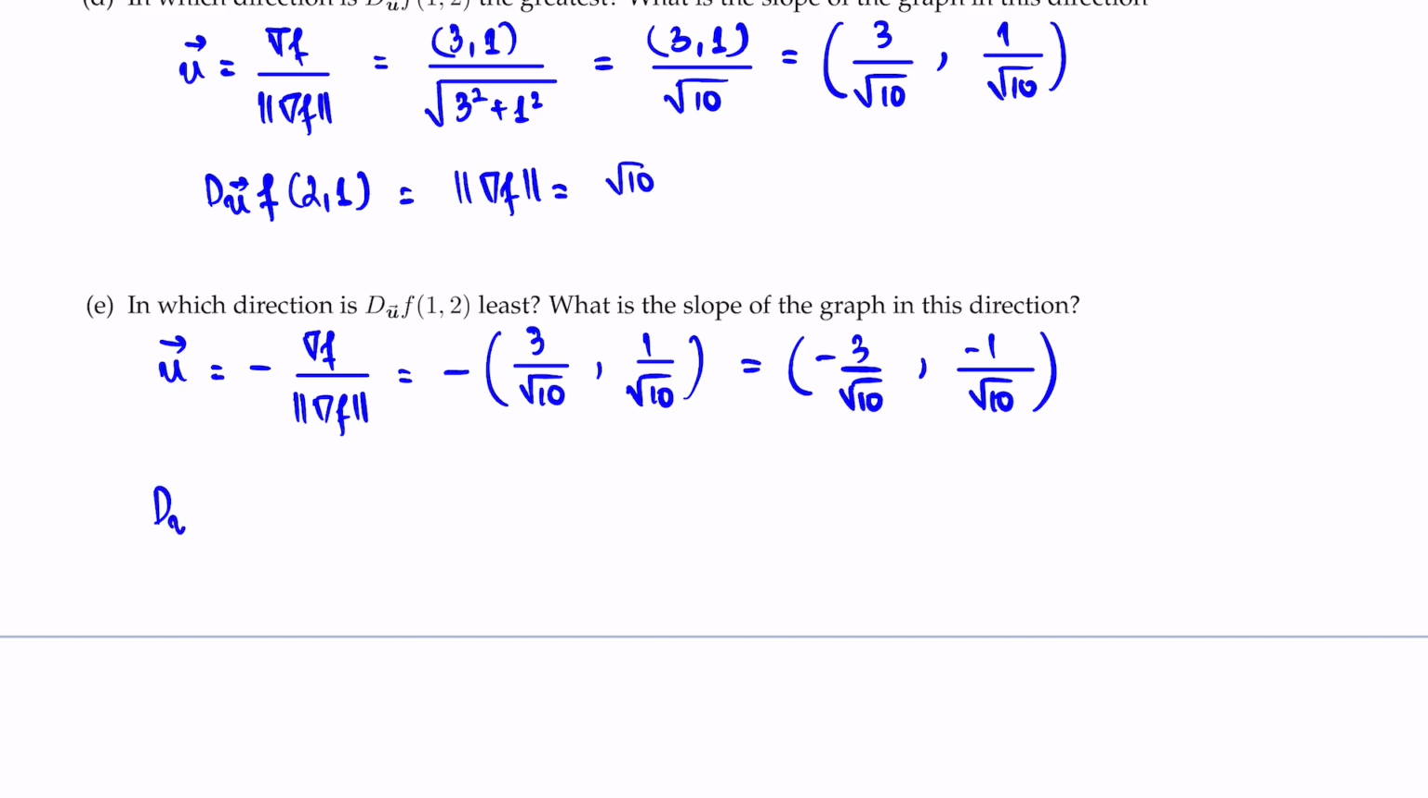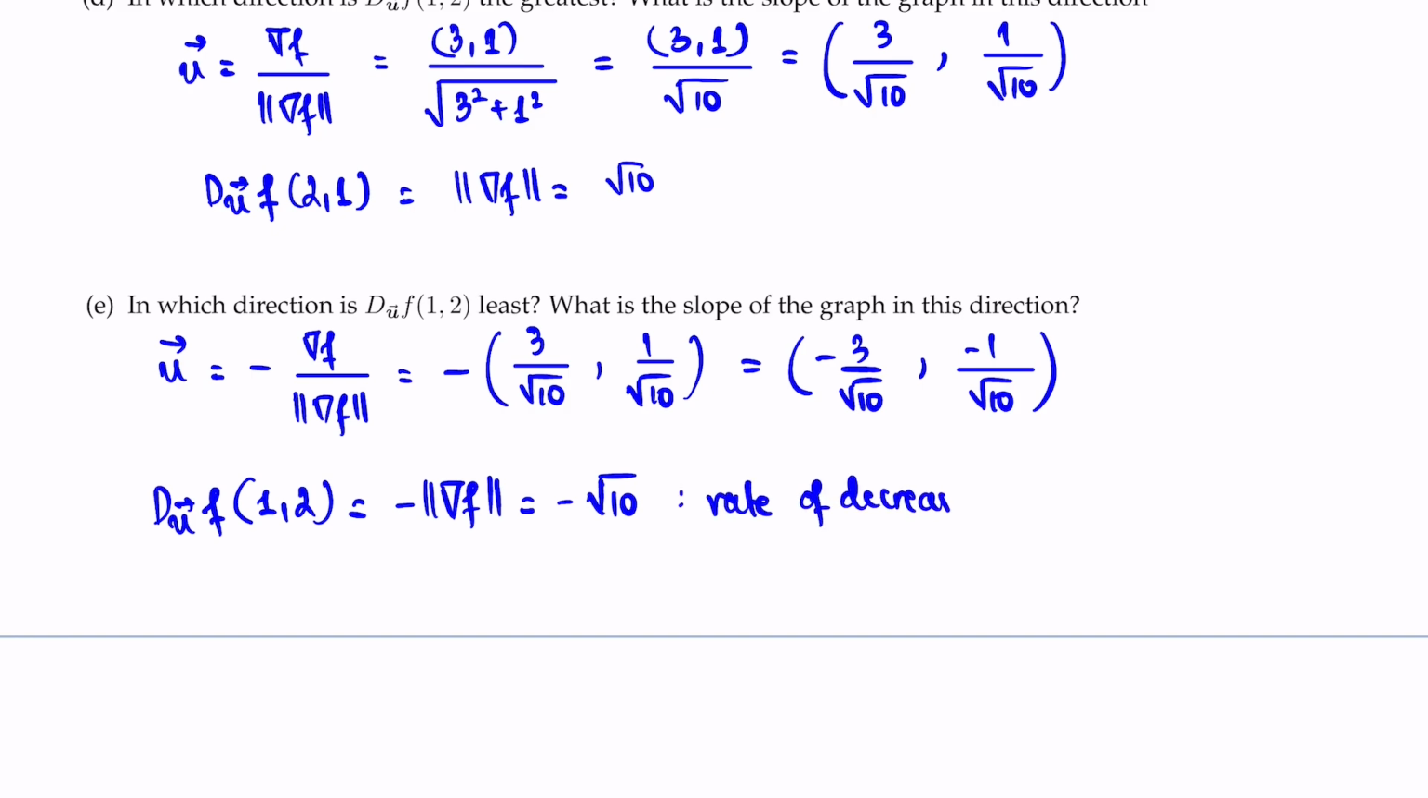And when the directional derivative is equal to negative of the magnitude of the gradient, in this case negative square root of 10, that is actually the rate of decrease, right? So the rate is still positive square root of 10, the negative tells you that this is the rate of decrease. And this is also the slope of the graph in this direction. So the slope will show that the graph is going to go down.